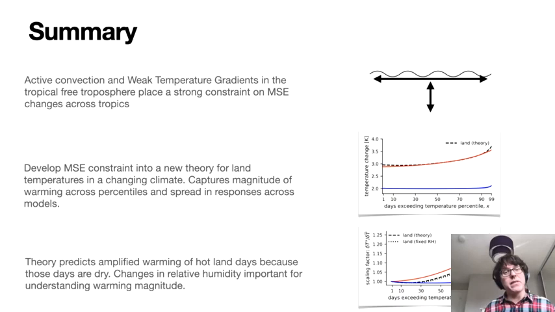The theory predicts that there is amplified warming of hot land days because those days are dry, but changes in relative humidity are also important for understanding the magnitude of the warming overall.